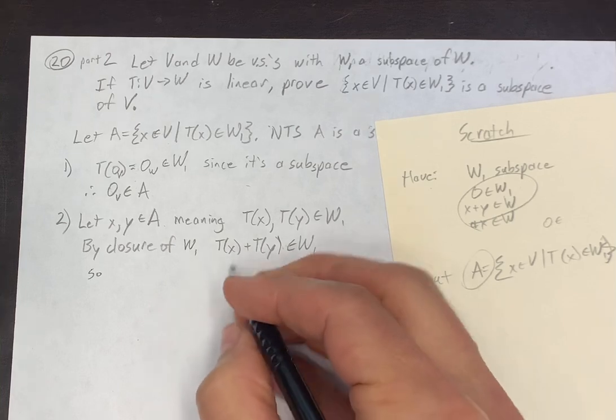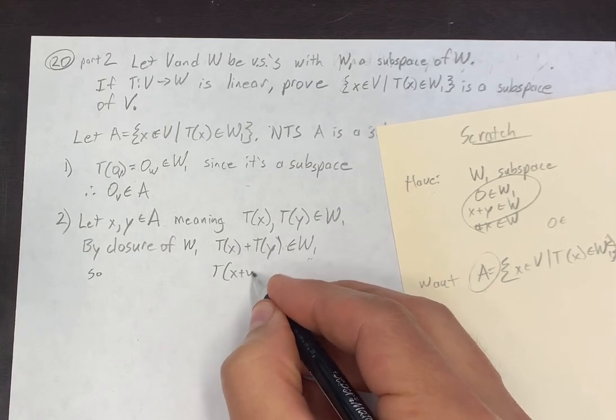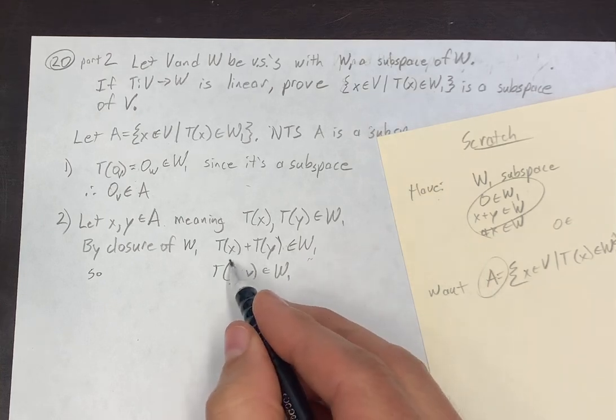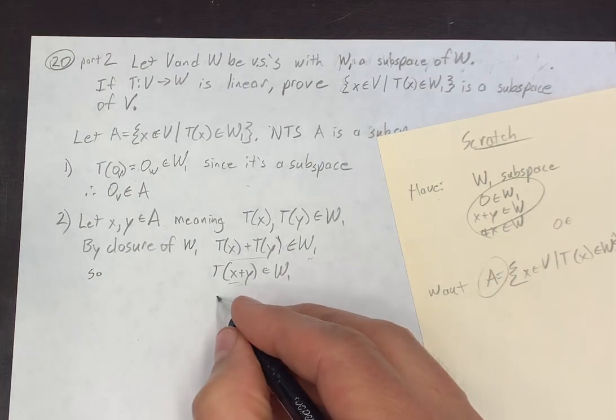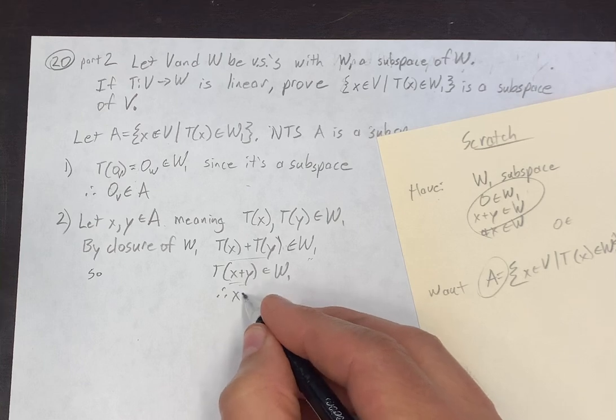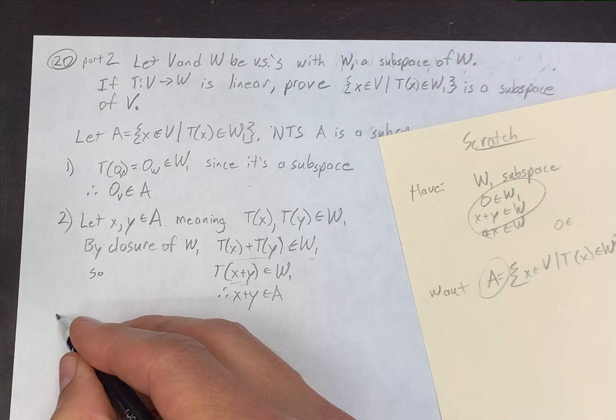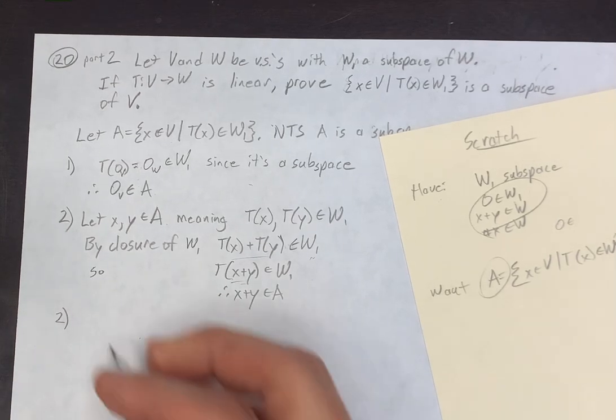So, well, what is this? This is T of X plus Y is in W1. That's where we use linearity, right? Therefore, that's the very definition of X plus Y being in A. That was the definition of being in A. So we got that kind of closure. Now we'll do scalar closure.